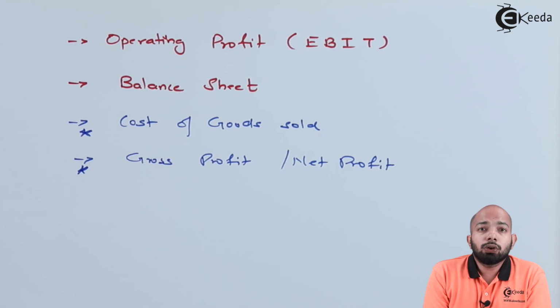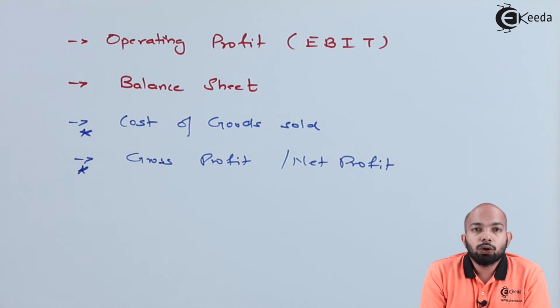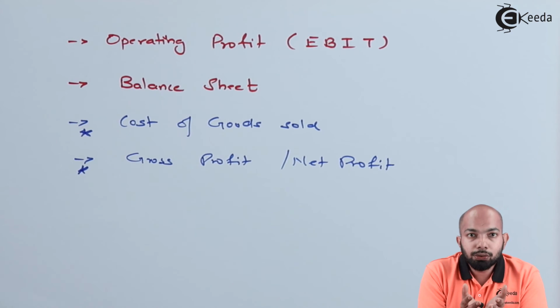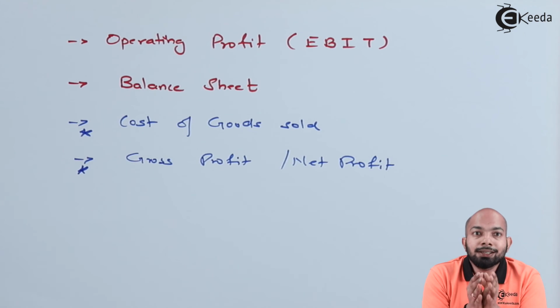We'll first talk about cost of goods sold, gross profit and net profit. Now, the goods that you are selling to your customers bear a certain cost, that is, the manufacturing cost. To prepare those goods, a certain cost has been incurred, and that cost has to be recovered.